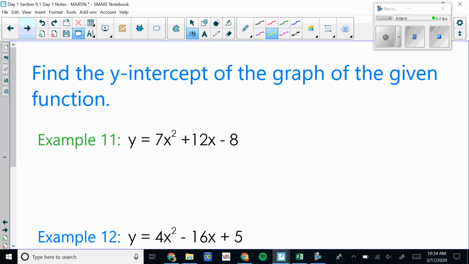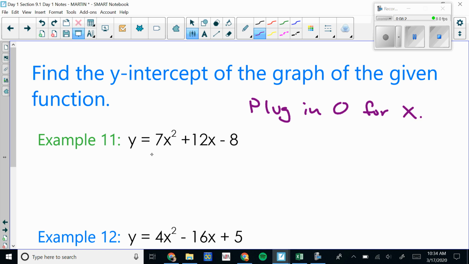Find the y-intercept of the graph given the function. Okay, the y-intercept I said earlier is what y equals when we plug in 0 for x. I'm just going to write that up here. Plug in 0 for x.